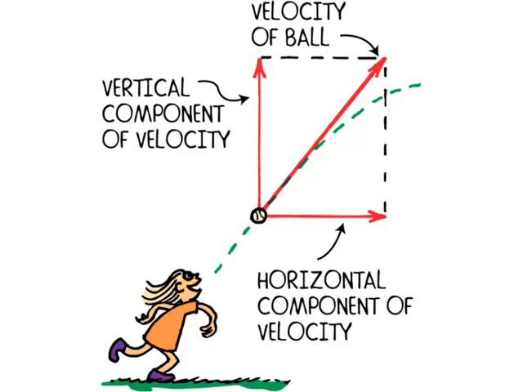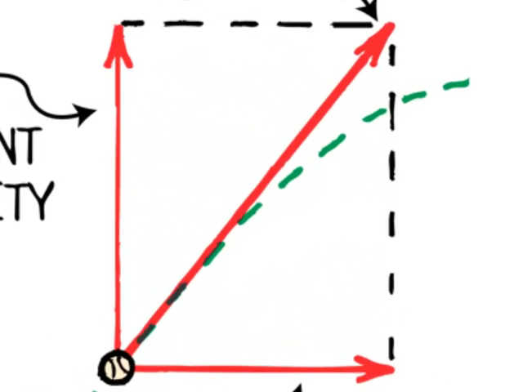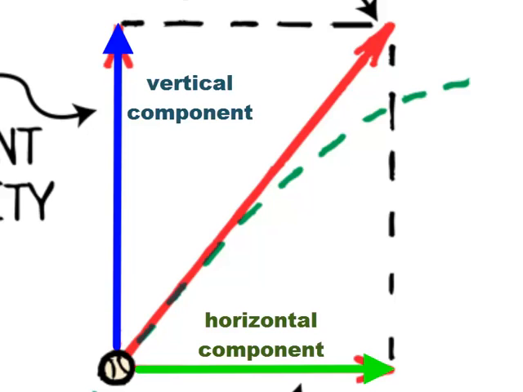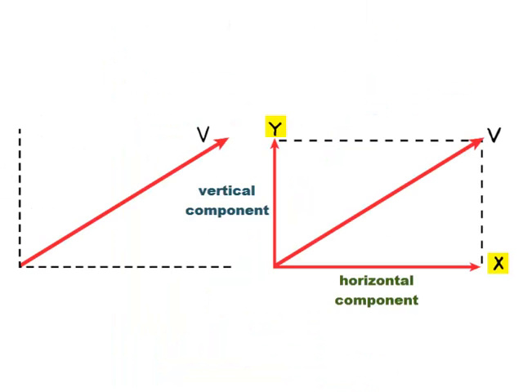Many times we'll need to change a single vector into an equivalent set of two component vectors at right angles to each other. Any vector can be resolved into two component vectors at right angles to each other. Two vectors at right angles that add up to a given vector are known as the components of the given vector. A ball's velocity can be resolved into horizontal and vertical components. Vectors x and y are the horizontal and vertical components of a vector v.